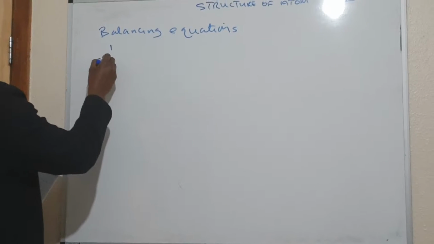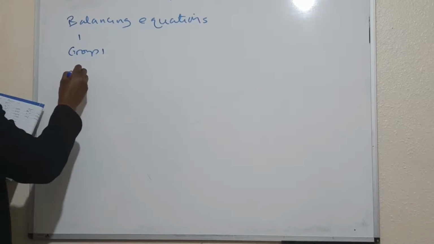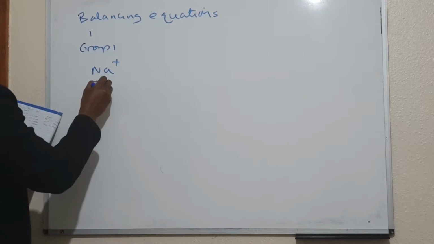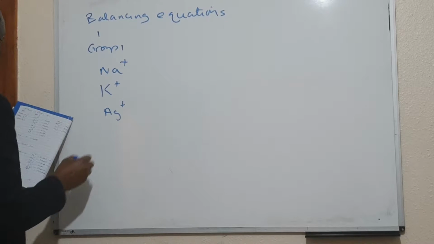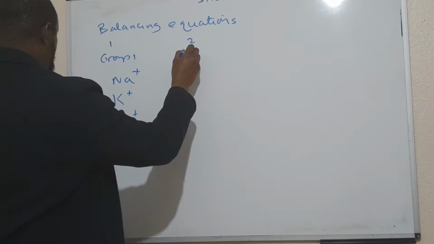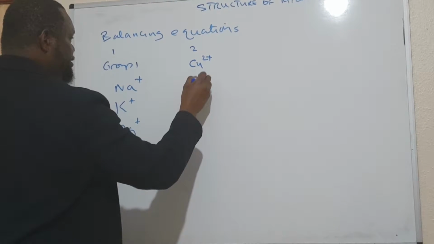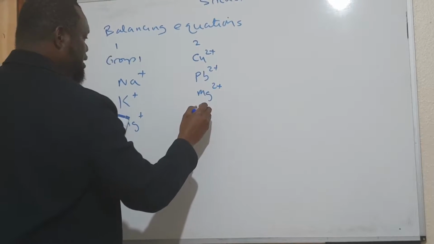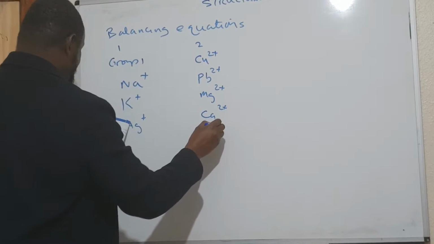Group 1. Group 1 has sodium ion, which is plus, potassium ion, which is plus, and silver ion, which is plus. Now, group 2, okay: copper is 2 plus, lead is 2 plus, magnesium is 2 plus, calcium is 2 plus, zinc is 2 plus. These are the famous ones.